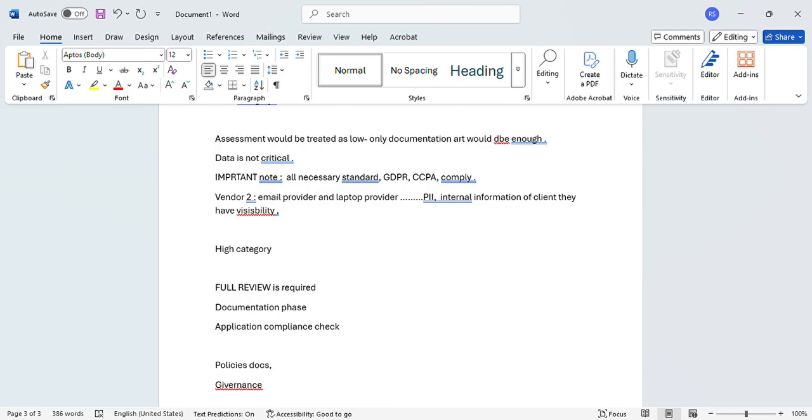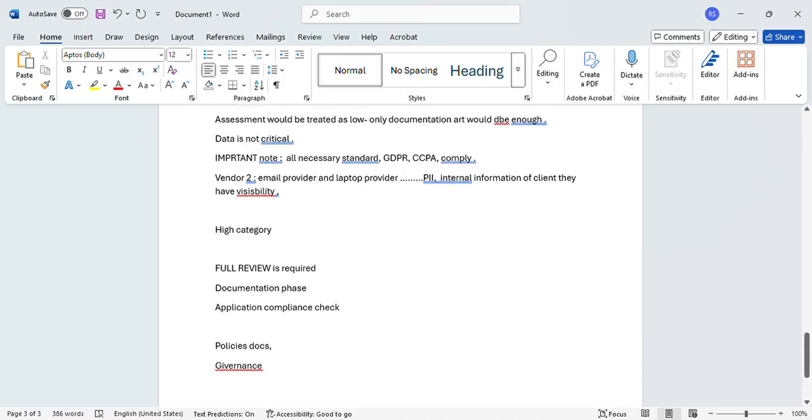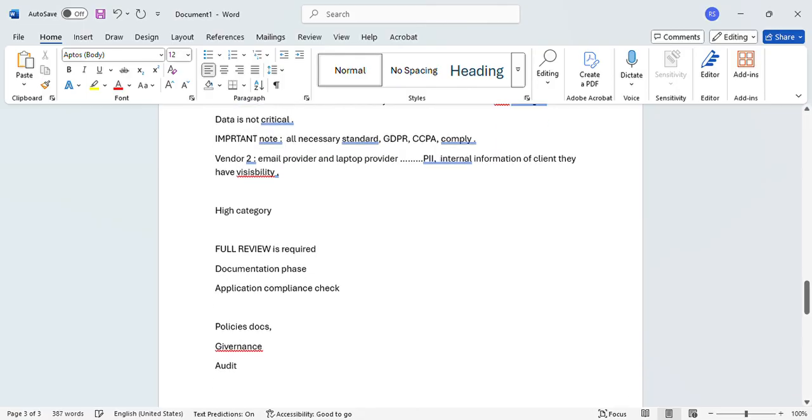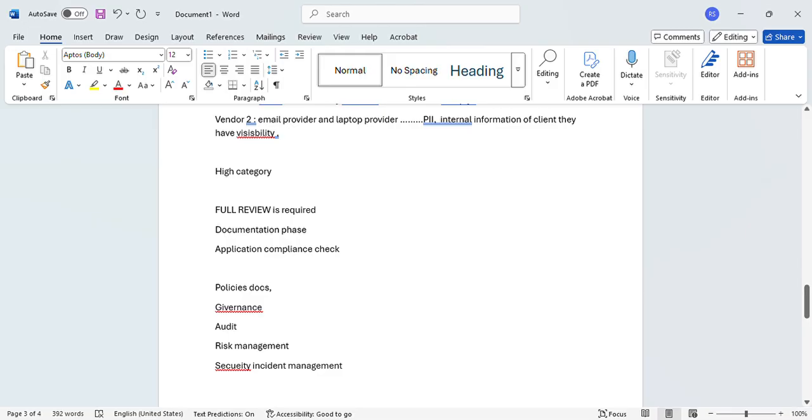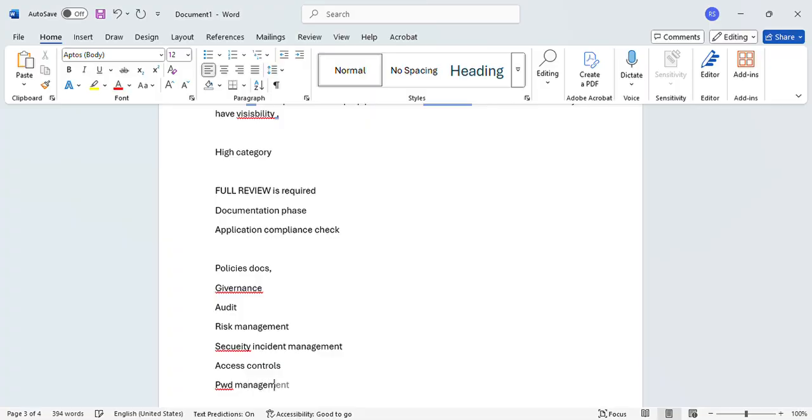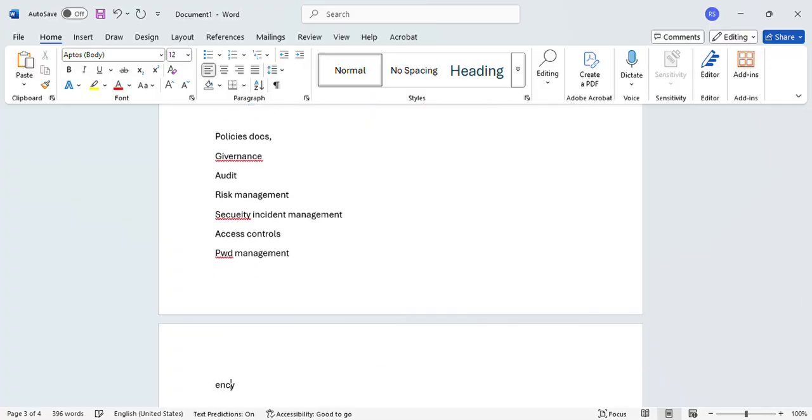You need to send the governance policies document. You need to send the audit related things. How you are managing risk management, you need to send those. You need to send the security risk management policies, security incident management policies, the access control management policies, your password management, okay?